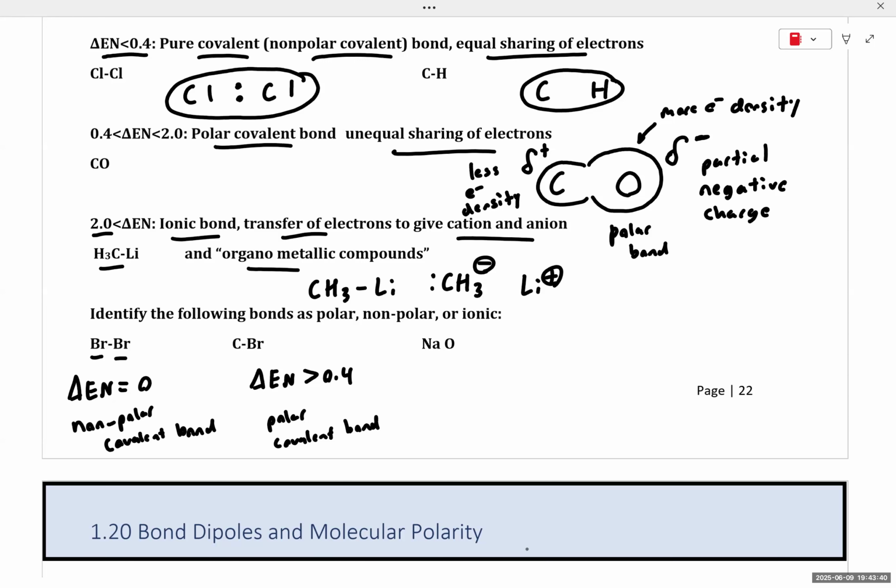Finally, looking at sodium oxide, the difference in electronegativity is greater than 2. Here, we have a metal and a non-metal. This is an ionic bond. So we have sodium plus and O2 minus.